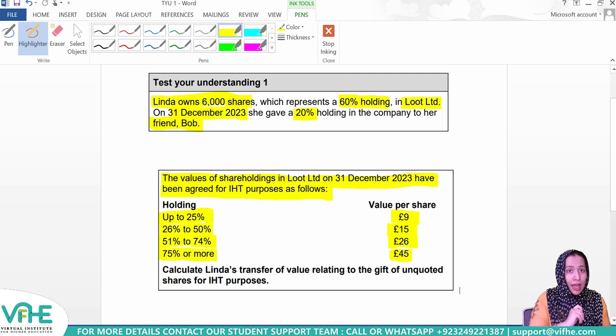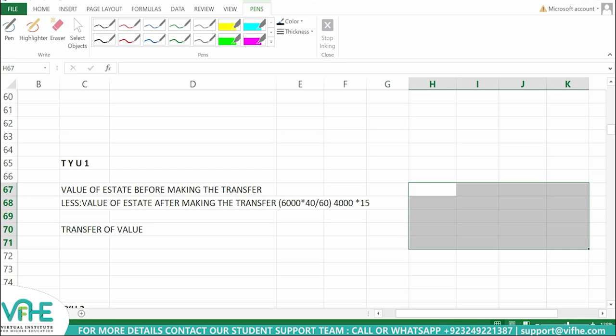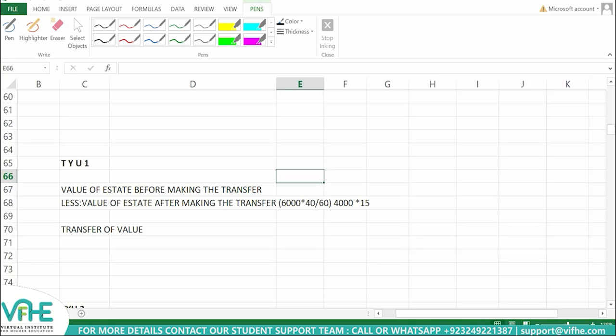So here, the transfer of value is not straight away given in the question, rather we have to calculate it. So the requirement is to calculate Linda's transfer of value relating to the gift of unquoted shares for IHT purposes. So number one thing which I need to identify is that this transfer shall be declared as a potentially exempt transfer.